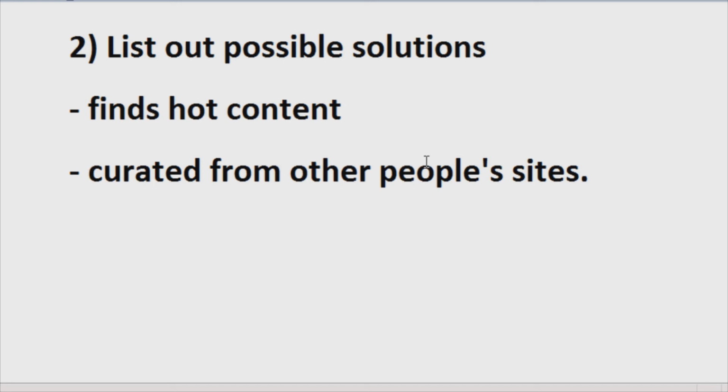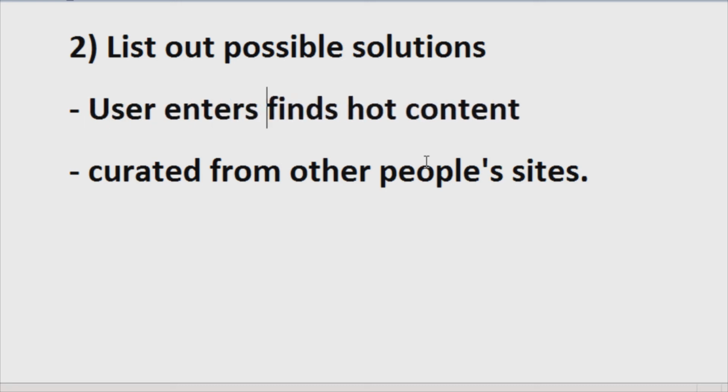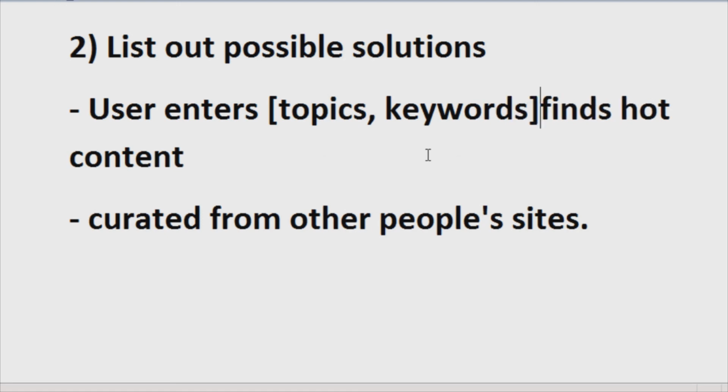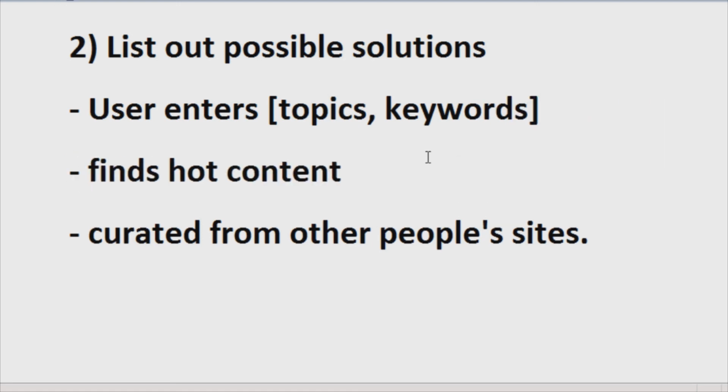All right, so first we need to have a tool and a WordPress plugin where maybe somebody enters a topic or a keyword. So let's say user enters something like, I'll put brackets around it, topics, keywords, something. And then the plugin needs to do something next.